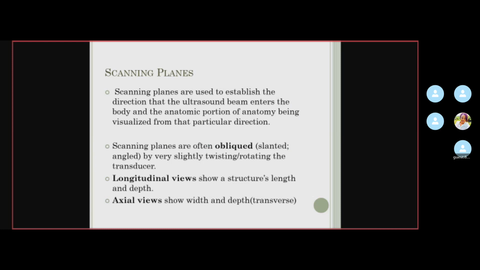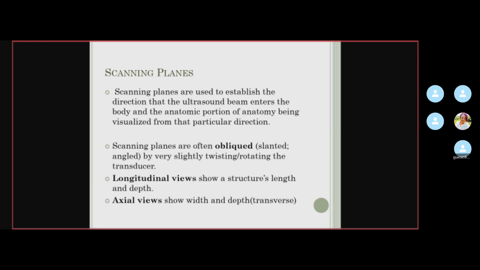Okay, so now we have to learn about the scanning planes, how we will position the transducer. Do you all know about the planes of the body? How many planes are there? Coronal, sagittal, longitudinal, transverse. Okay, so here also we use scanning planes.